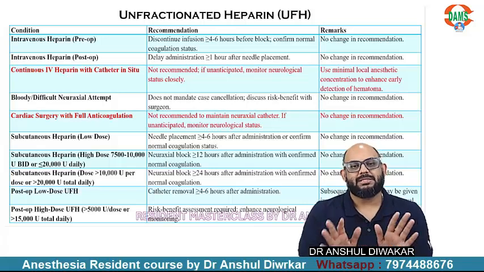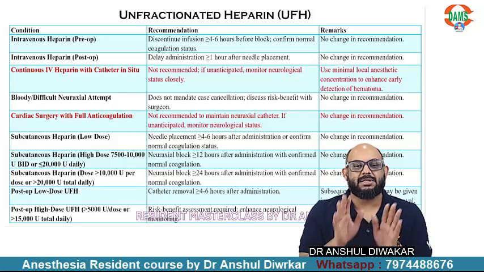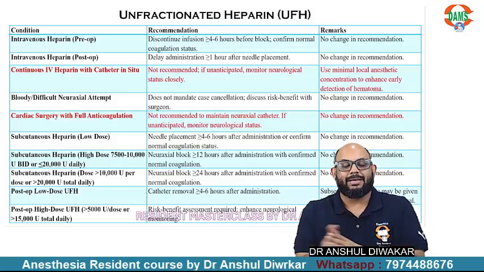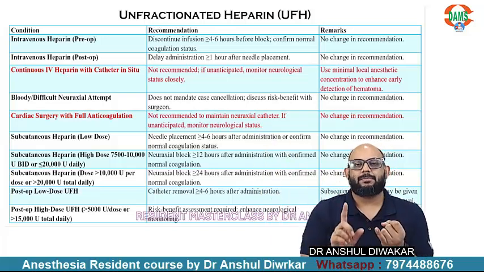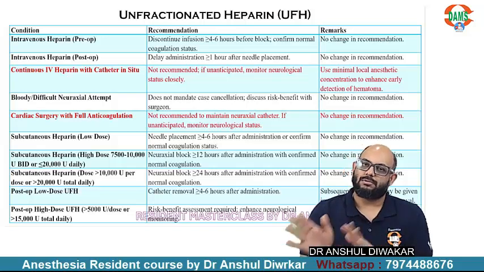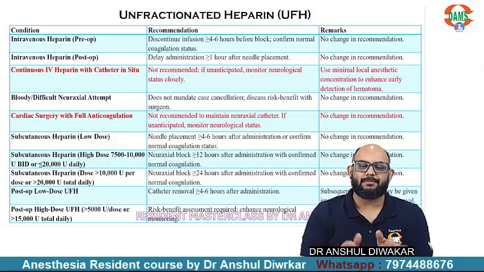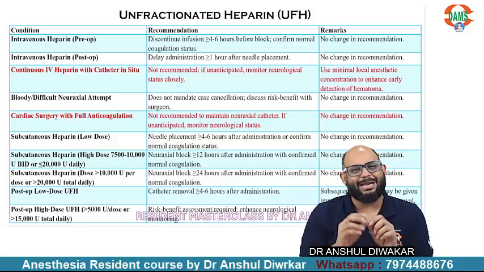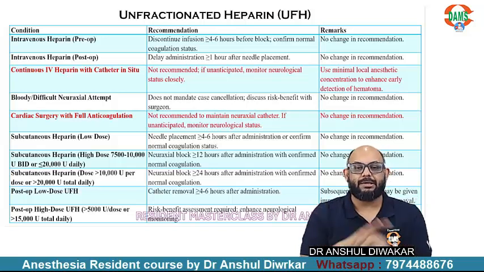Subcutaneous heparin low dose, again 4 to 6 hours. Subcutaneous heparin high dose, or a total dose less than 20,000 units per day, again more than 12 hours. But subcutaneous high dose, more than 20,000 units in the entire day, 24 hours. So according to the dose it will change. Intravenous heparin pre-op, post-op: 4 to 6 hours, more than 1 hour. Subcutaneous heparin low dose 4 to 6 hours; high dose depends on the dose, 7500 to 10,000 units BD or less than 20,000 units in the entire day, multiple doses, 12 hours. More than 20,000 units in the entire day, more than 24 hours.